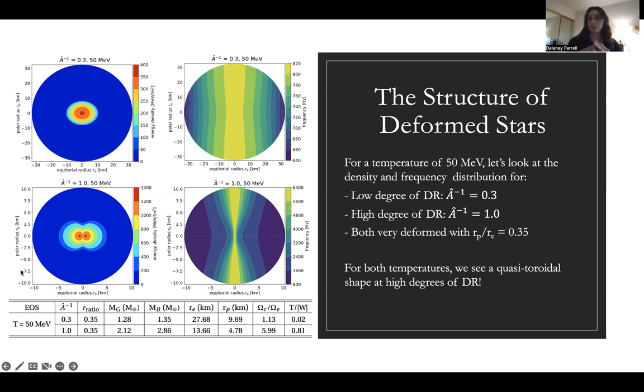For the lesser degree of differential rotation, we see this deviation from spherical symmetry and an ellipsoid-like shape starting to form. And then for the very high degree of differential rotation, we start to see this quasi-toroidal-like shape starting to form, the pinching at the top and bottom of the star. And then at the very bottom, I've shown some bulk properties of the star. I'll tune your interest to the last column in this table, T over W, or the ratio between rotational and gravitational energy within the star. We call this the stability parameter. And using some thresholds, we can determine if stars are stable or not against rotational instabilities.